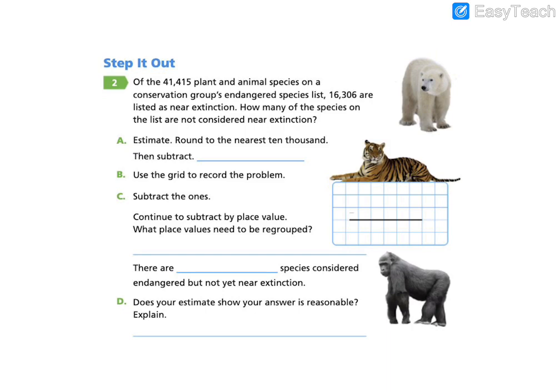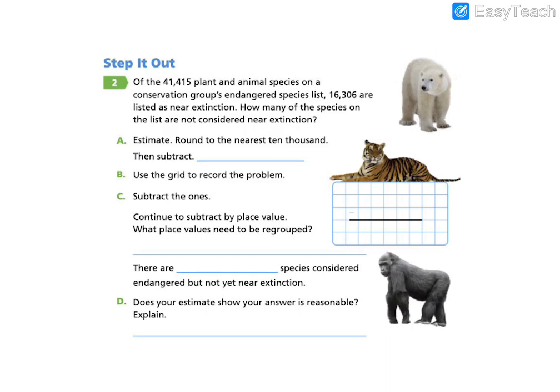Right, so let's take a look at problem number 2. Of the 41,415 plant and animal species on a conservation group's endangered species list, 16,306 are listed as near extinction. How many of the species on the list are not considered near extinction? Estimate, round to the nearest 10,000, then subtract.